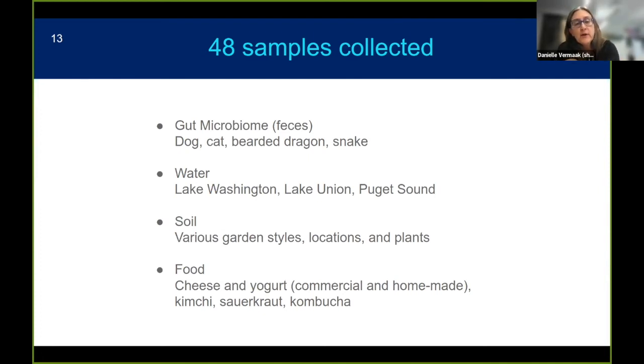So also water. Students who were interested in that collected samples from Lake Washington, Lake Union, Puget Sound. Just a quick anecdote to share with you. Students were so excited that when initial DNA isolation failed, a student went out at midnight one night to get more water from Green Lake. That's kind of what I think makes a project a good level of interest. Soil, and then lastly food. So cheese, yogurt, we had some cheese making and yogurt making families, so they were eager to test their own stuff. Kimchi, sauerkraut, kombucha.